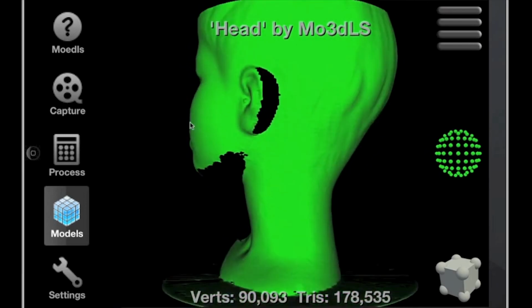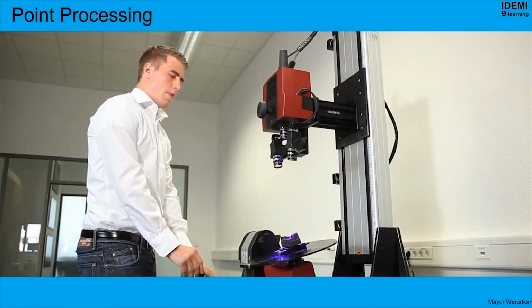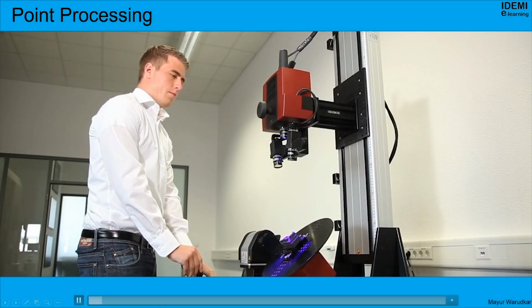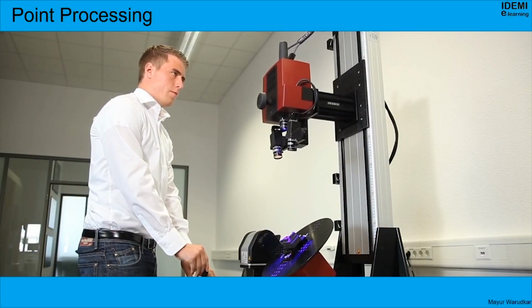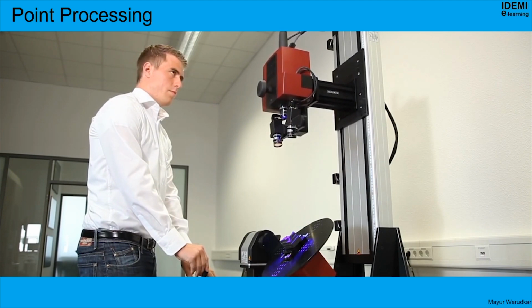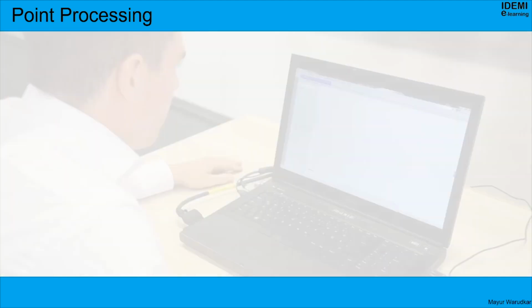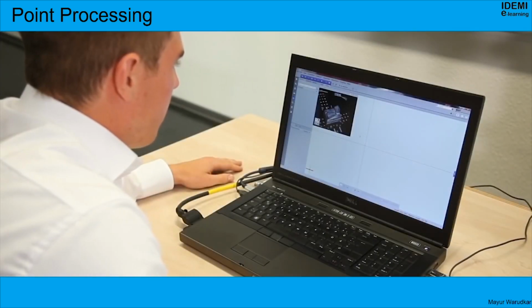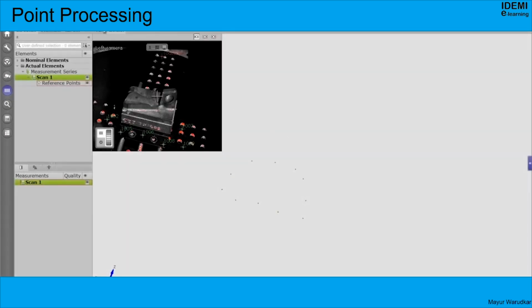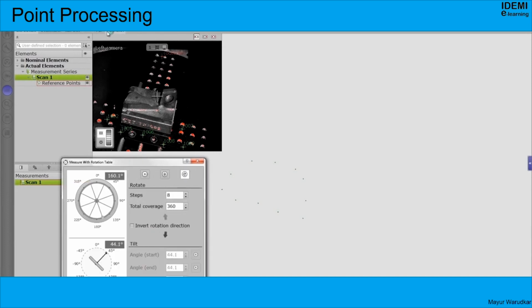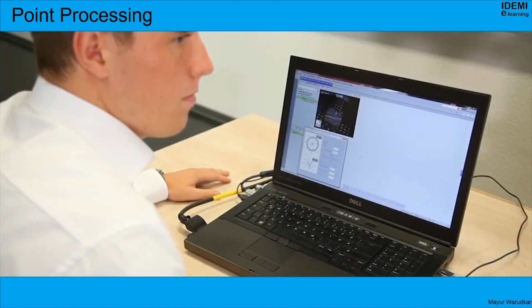Phase 2: point processing. This phase involves importing the point cloud data, reducing the noise in the data collected, and reducing the number of points. These tasks are performed using a range of predefined filters. It is extremely important that the users have a very good understanding of the filter algorithms so that they know which filter is the most appropriate for each task.